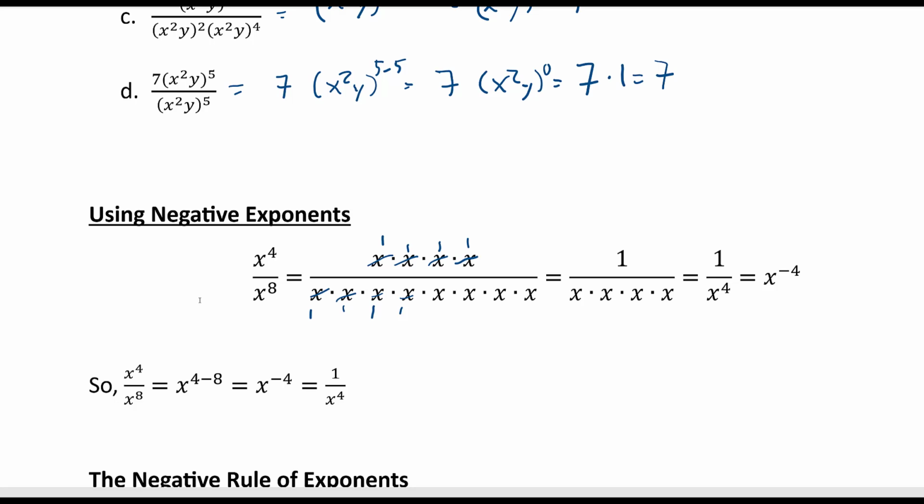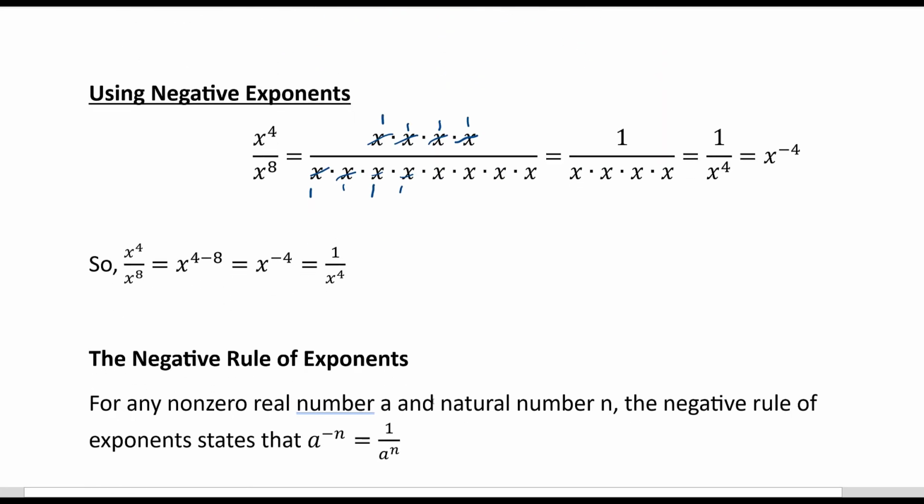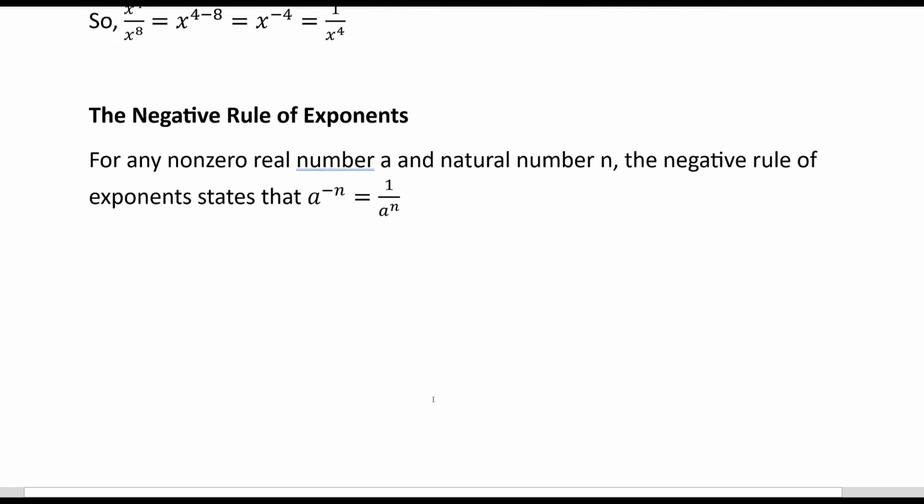So x to the 4th over x to the 8th is x to the 4 minus 8, which is x to the negative 4th, which is 1 over x to the 4th. So if you have a negative power, it goes below the fraction bar and becomes positive. And that's what this rule states. For any non-zero real number a and natural number n, the negative rule of exponents states that a to the negative n is 1 over a to the n.